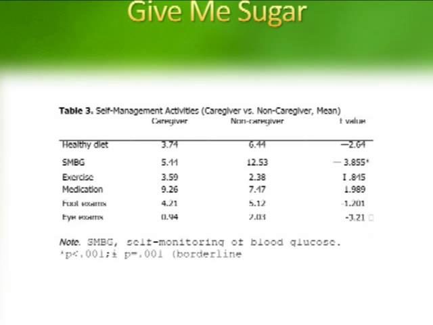Now, Table 2 shows us the difference between caregivers and non-caregivers. Once again, the t-values that are significant have an asterisk. There were again two. Self-monitoring of blood glucose was worse for caregivers, 5.44 per week, versus 12.53 for non-caregivers. And the number of eye exams per year were lower for caregivers. There was no significant difference on all the other factors.